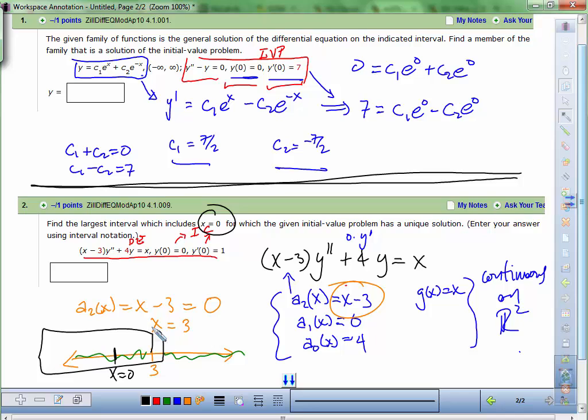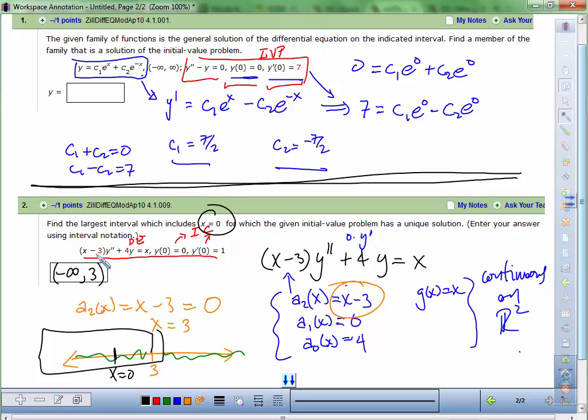So we could choose negative infinity comma 3, with the parentheses. You don't include 3 because 3 is not a good point. Okay? So then that's your largest interval possible. You can't get any larger than that because you can't get past 3.